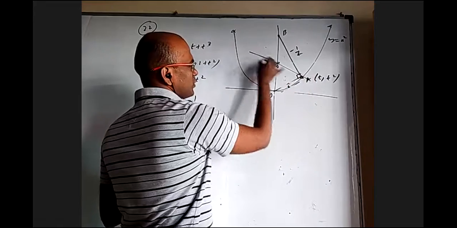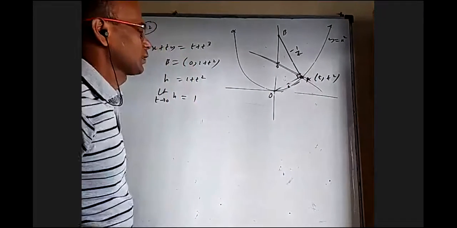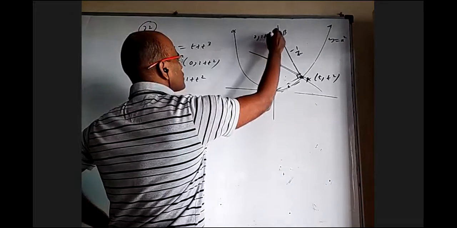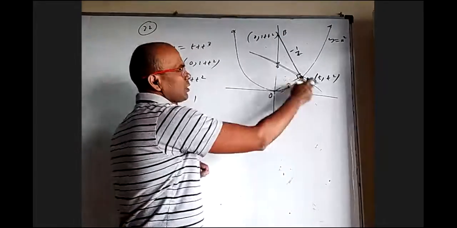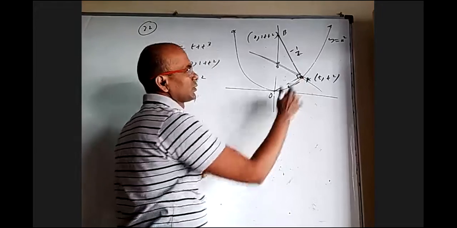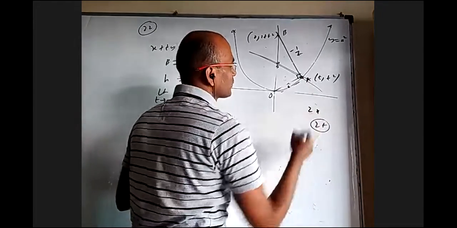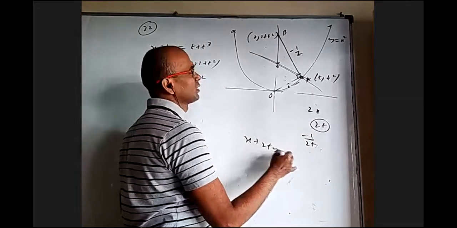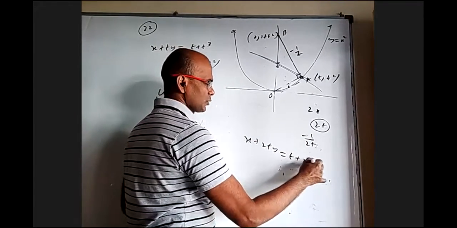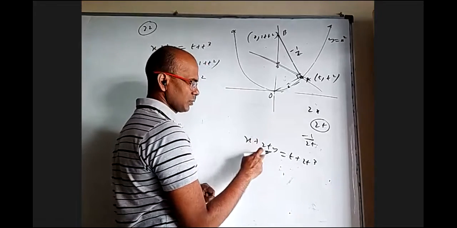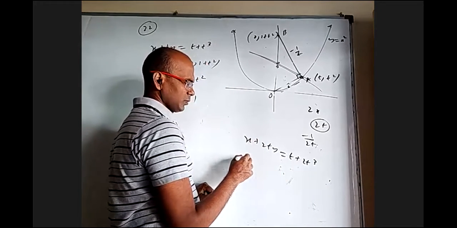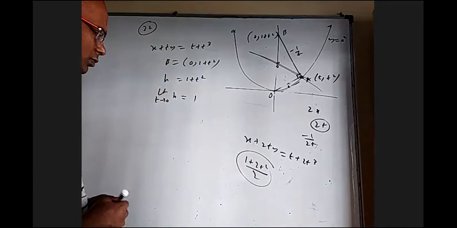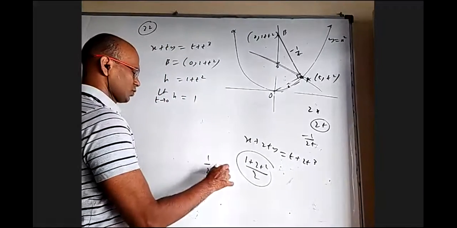Does the normal pass through the midpoint by any chance? This is 0 comma 1 plus t square. What is the normal equation here? The slope of the tangent is 2t, so the slope of the normal is minus 1 by 2t. The equation is x plus 2ty equals t plus 2t cube. If you want the y-intercept, put x equal to 0. It is coming 1 plus 2t square by 2, which is half plus t square.